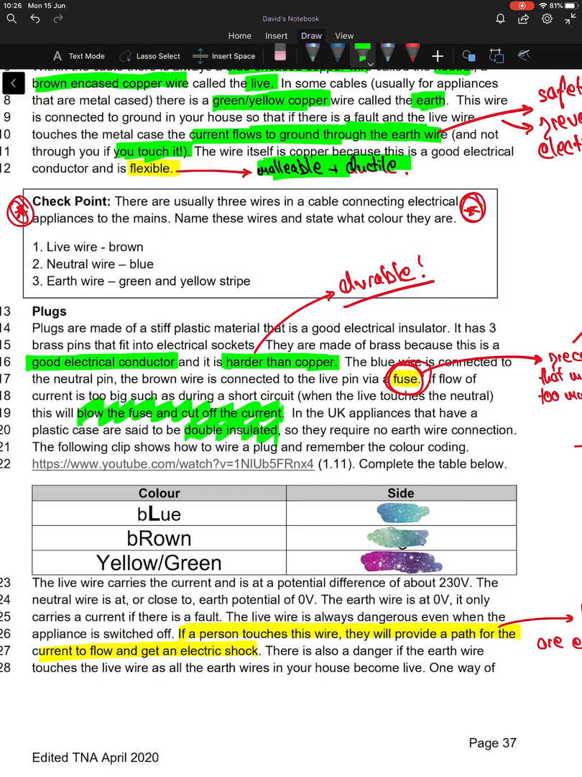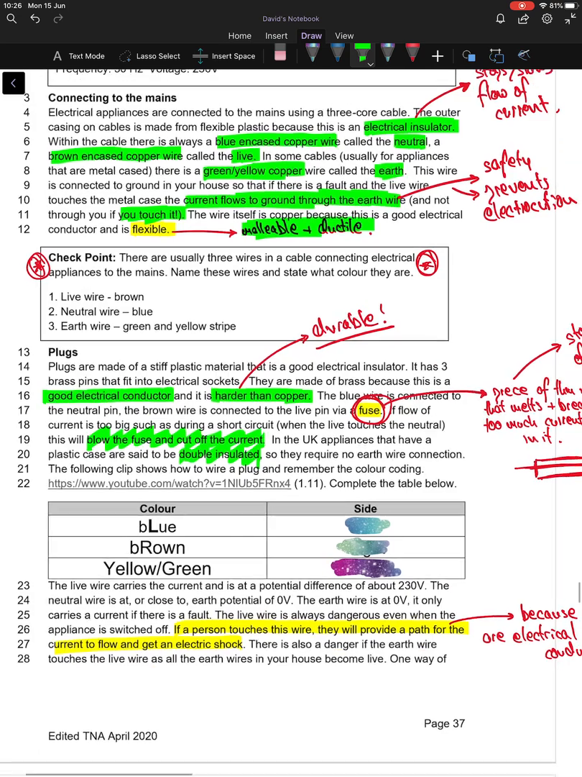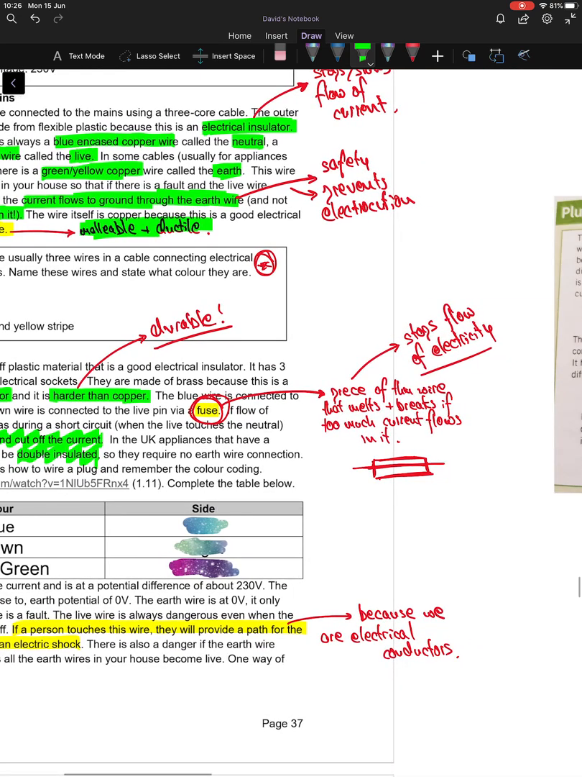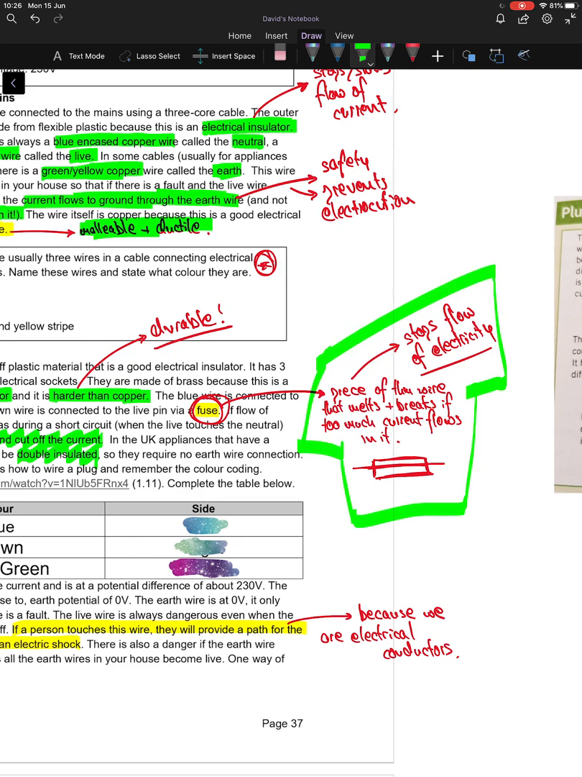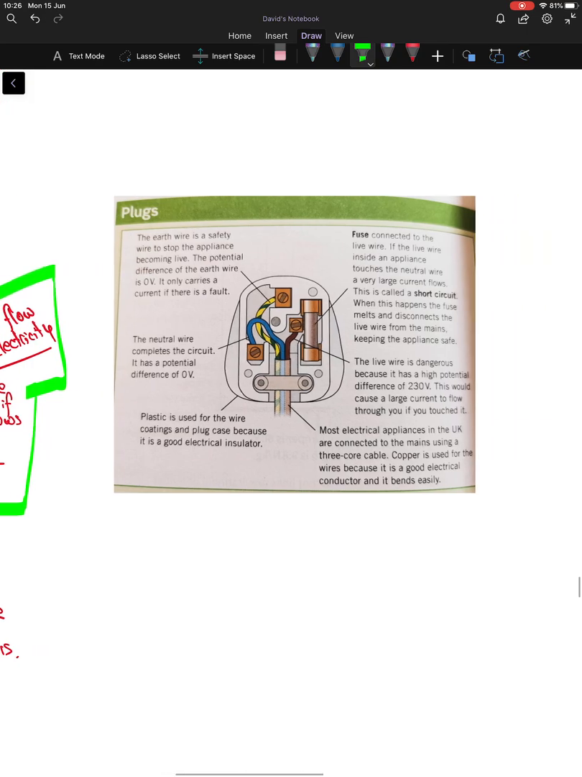In the UK, appliances that have plastic case are said to be double insulated, so they require no earth connection. Right. Make sure you've made a little note of this, because that's an important bit of information. Pause the video if needs be.